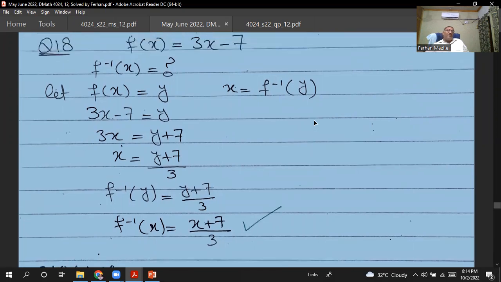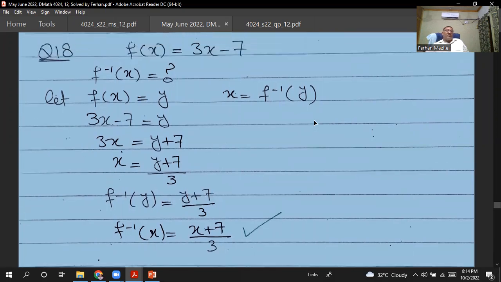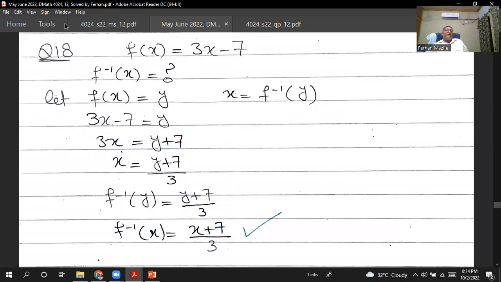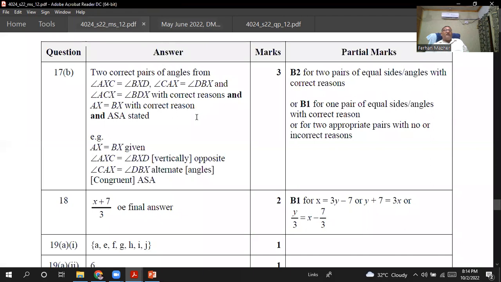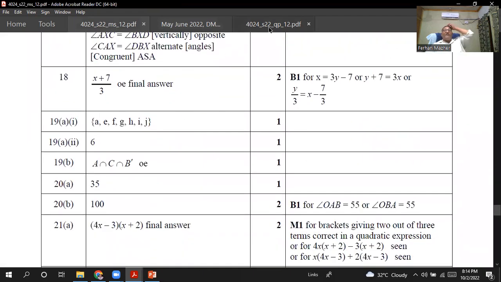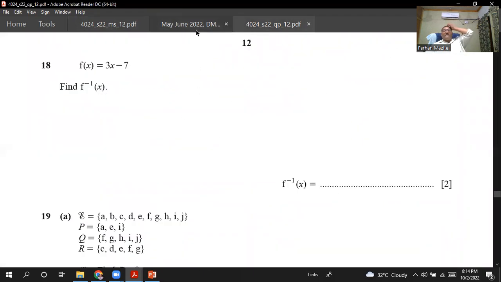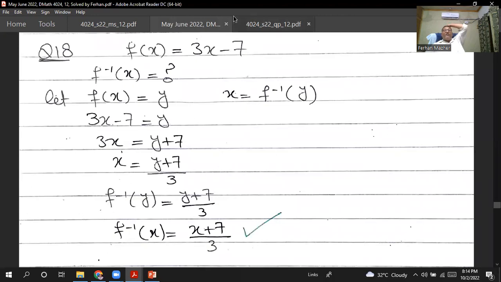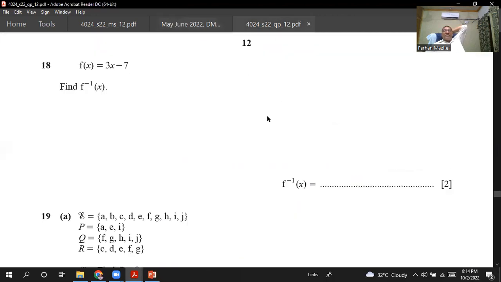So this is how you will do this question. The whole question is showing up on your screen, and you can pause the video and take your time with this question. In every paper, this (x plus 7) by 3 is the right answer. So our answer is right. That was question number 18.